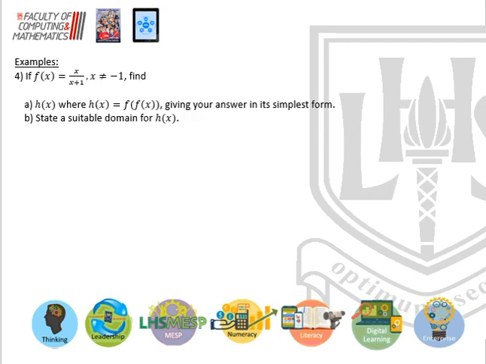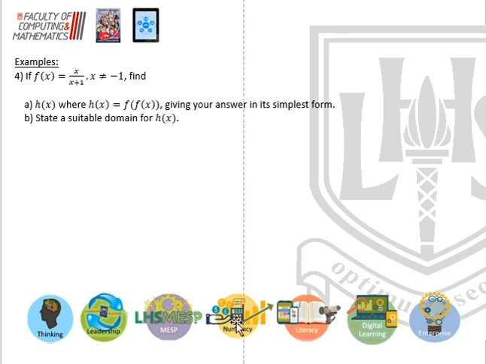Okay, last one, a little bit trickier. So if f of x is equal to x over x plus 1, part A is finding h of x, where h of x is equal to f of f of x, giving you an answer in its simplest form, which will just be a little bit of algebraic manipulation. And then part B, state a suitable domain for h of x.